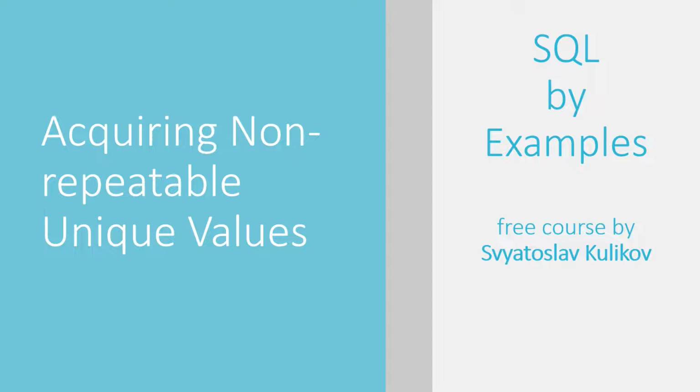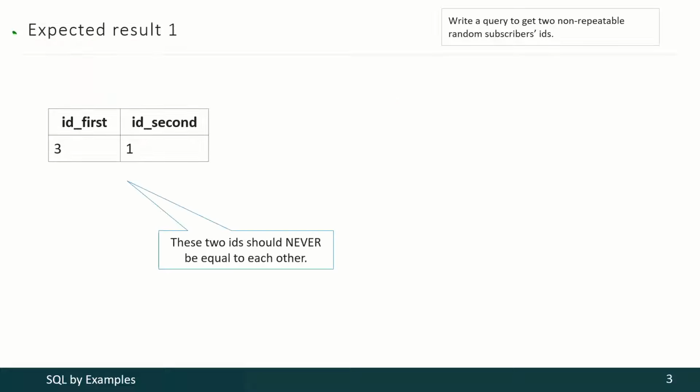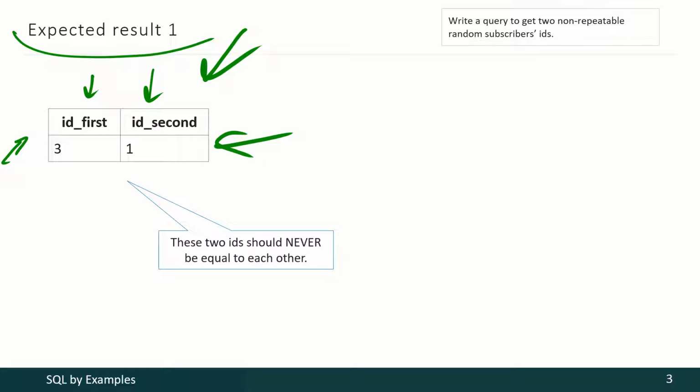In this video we shall discuss how to acquire non-repeatable unique values. In the first task we have to write a query to get two non-repeatable random subscribers IDs. The expected result should look like this. We shall get a table with two columns, one row, and these two values should never be the same.